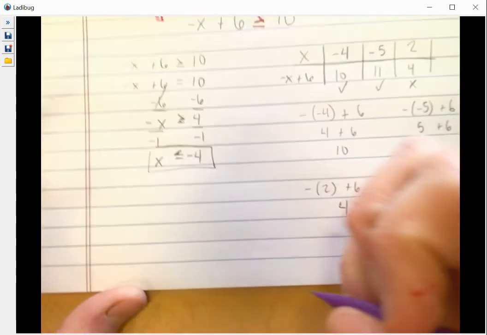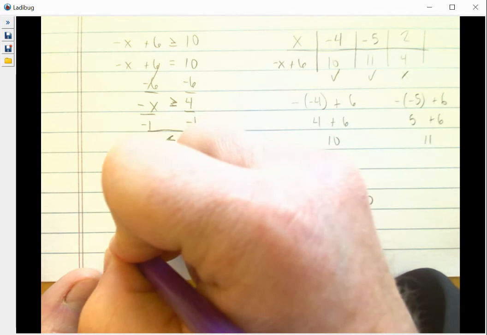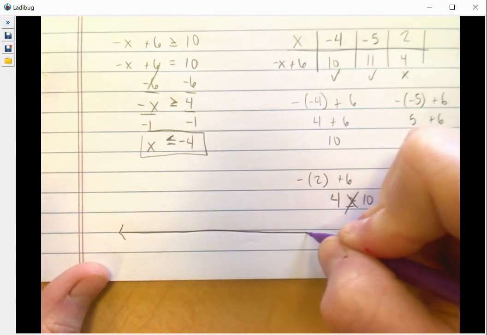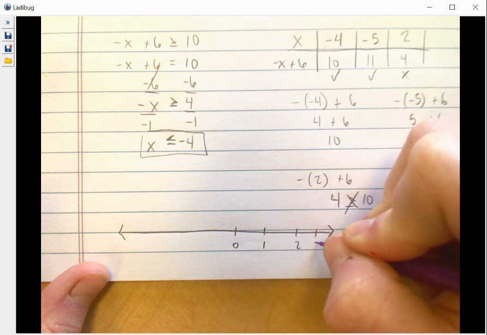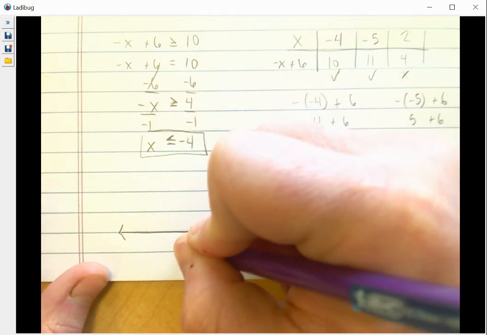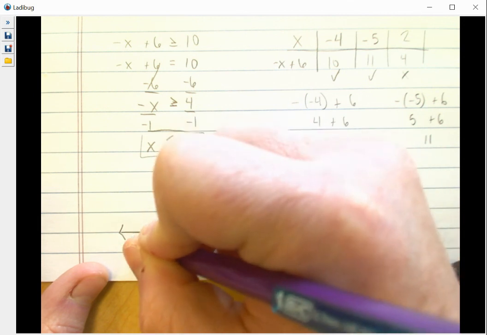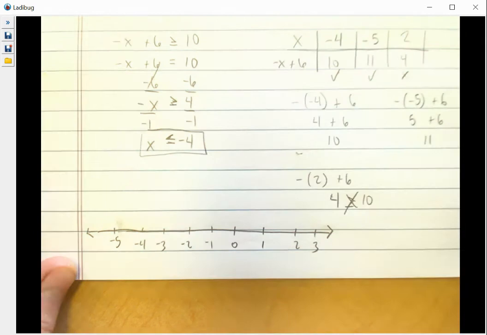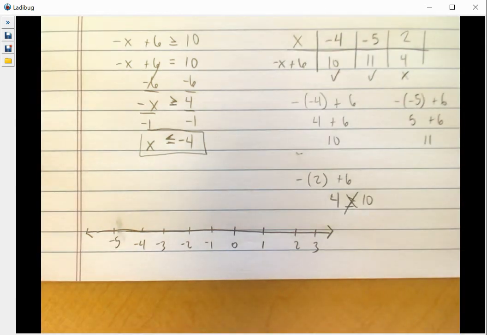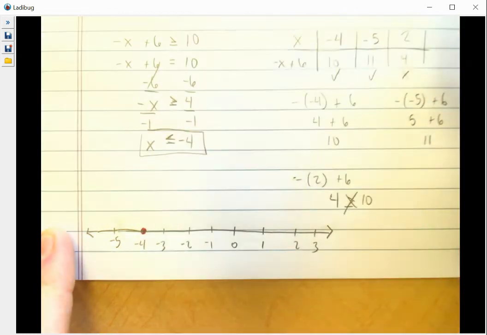If I wanted to put that on a number line, I could show it like this. Number line here. I have my 0, 1, 2, 3 in the positive direction. Negative 1, negative 2, negative 3, negative 4. I'm actually going to extend this a little bit, negative 5. If I'm saying that any value is less than or equal to negative 4, first of all, that less than or equal to, it's a solid circle.